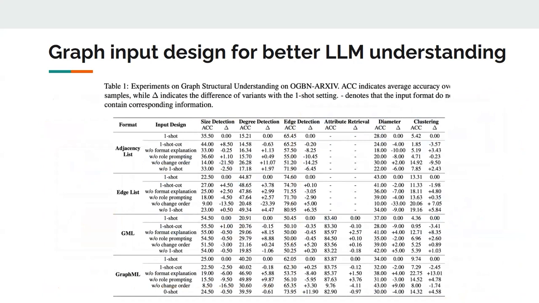The structural understanding results are shown in this table. The results suggest that the input design has a significant impact on structural understanding. For example, the graph input format GML, the third main row, shows great advantages in the size detection task. However, edge list is more effective for diameter calculation. It means we have to do more investigation when choosing the input forms of graphs for a specific task.